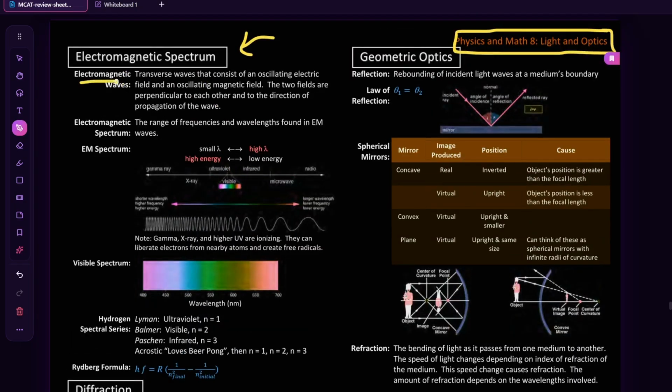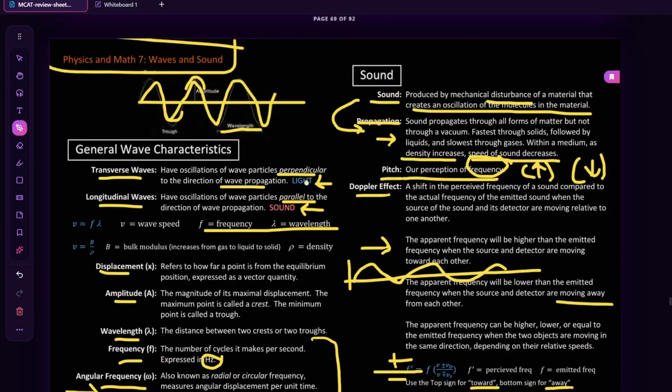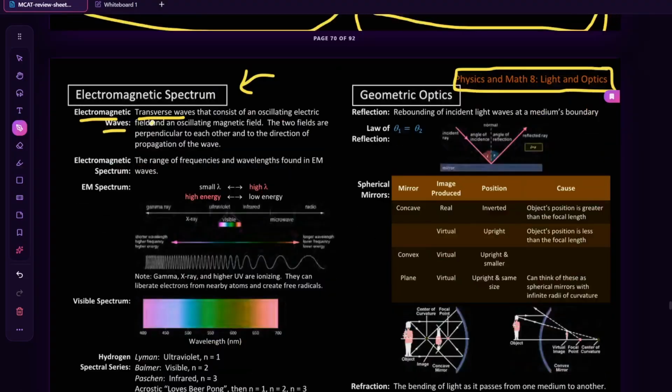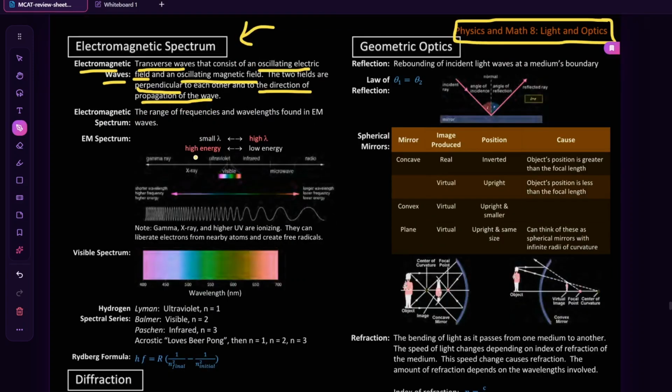So electromagnetic waves are transverse waves. We learned about transverse waves over here, where we saw that light consists of transverse waves that have oscillations perpendicular to the wave propagation. They consist of an oscillating electric field and an oscillating magnetic field. So the two fields are perpendicular to each other and to the direction of propagation of the wave. So that is essentially what electromagnetic waves are.